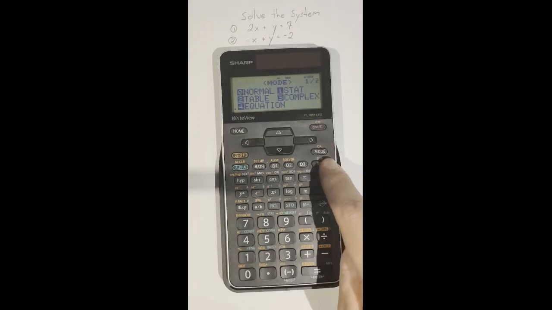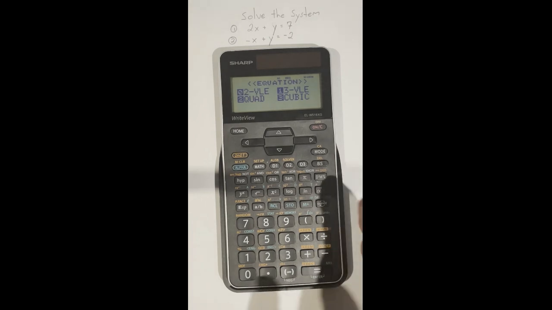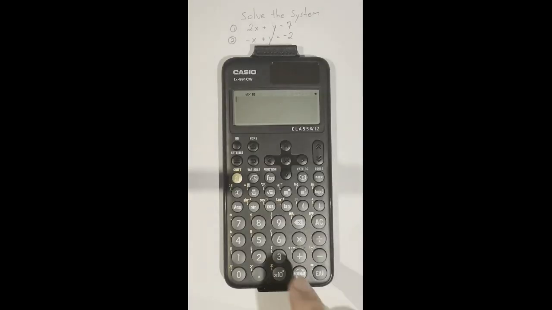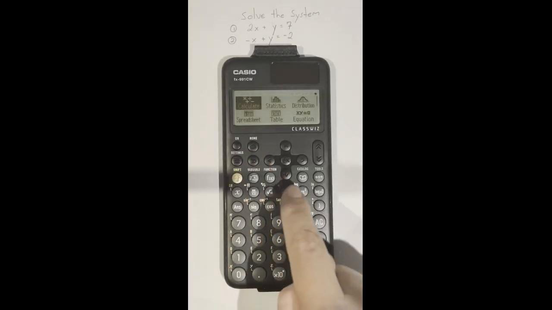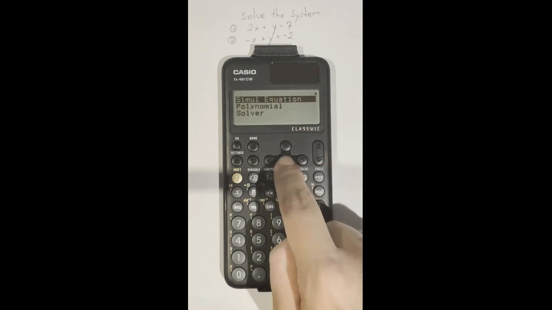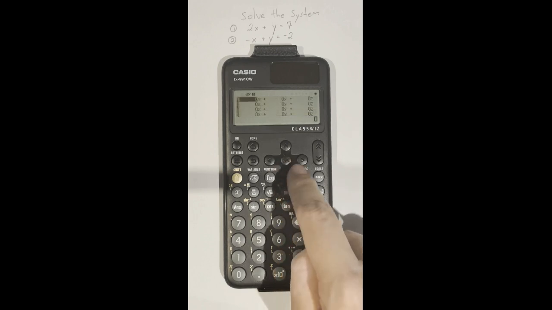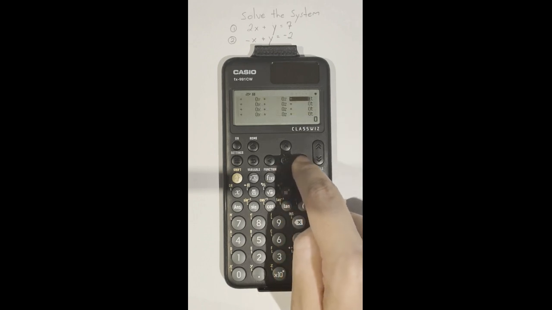If you go to Mode and Equation, you can solve for 2 equations with 2 unknowns or 3 with 3 unknowns, just like the TI-36. And on the Class Whiz, we go to Home, come over to Equation. We're going to use the first one, and oh, this is just showing off: 4 equations with 4 unknowns.